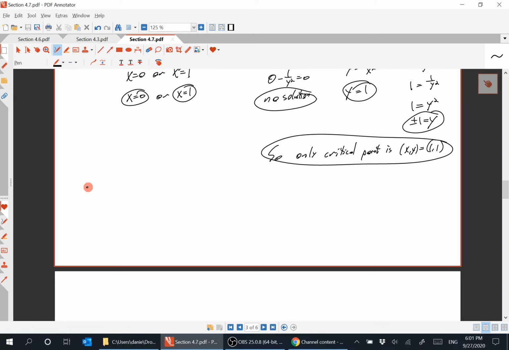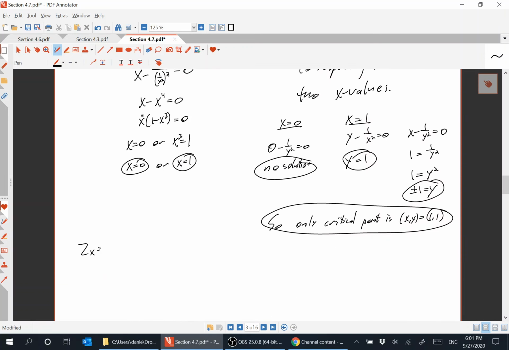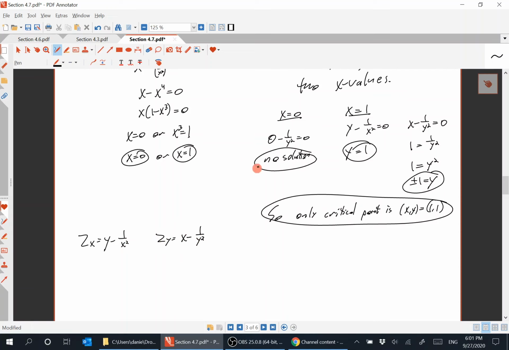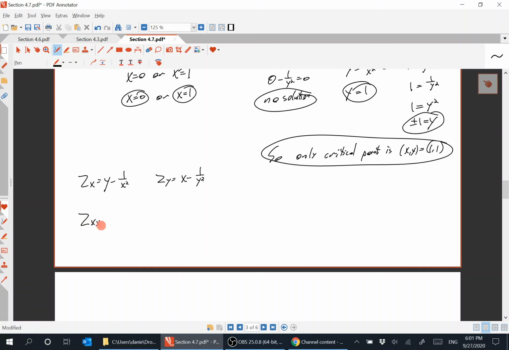So looking at the partial derivatives, right, zx was equal to y minus 1 over x squared, and zy was equal to x minus 1 over y squared. So now zxx is minus 2 over x to the third. Zyy is equal to minus 2 over y to the third. And then zxy, the derivative of this with regard to y, is just 1.